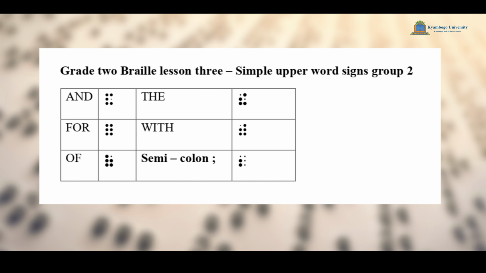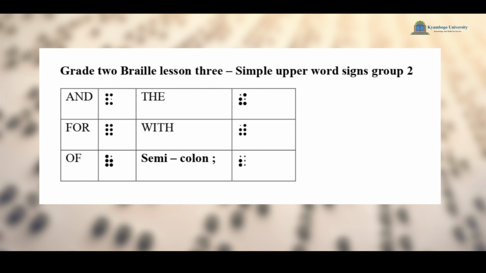The next word is the. With the, we have all of them in one cell. We have dot 2, 3, 4, 5 in the reading position. However, in the writing position, we write the mirror way and we come up with our word. Next, we have the word with. In the reading position is dot 2, 3, 4, 5, 6. In the writing position, we write the mirror way by omitting the opposite dot, which is dot 4. In the same exercise, we have the word a.